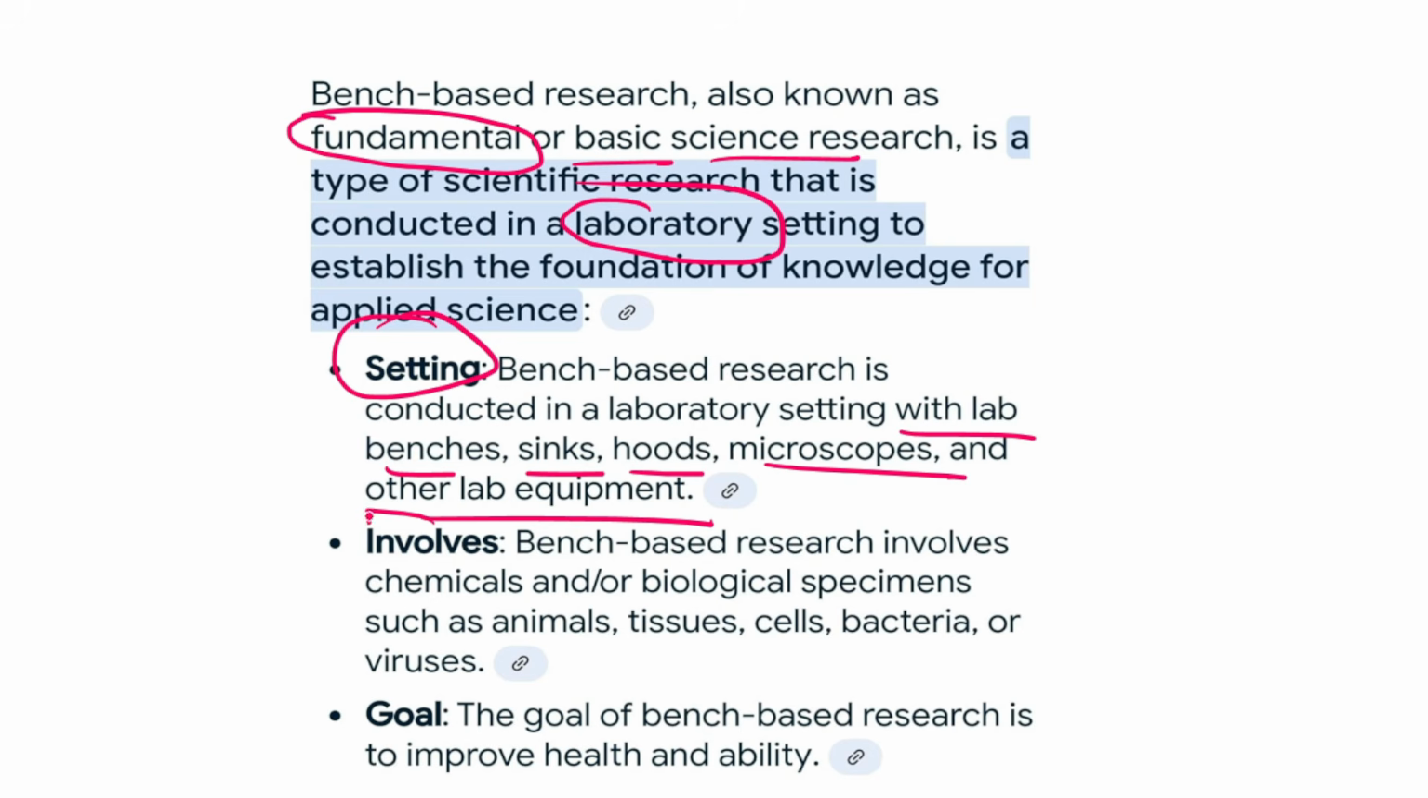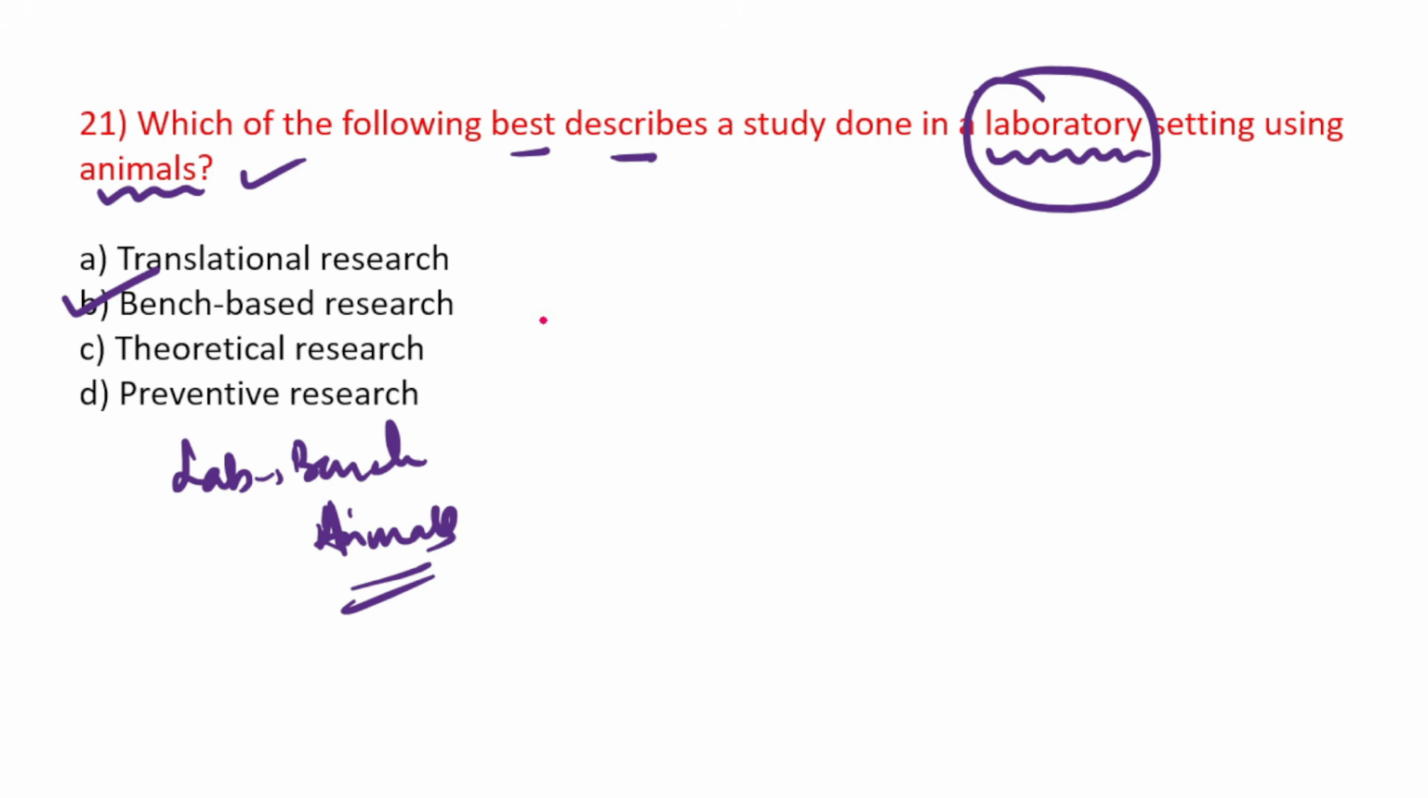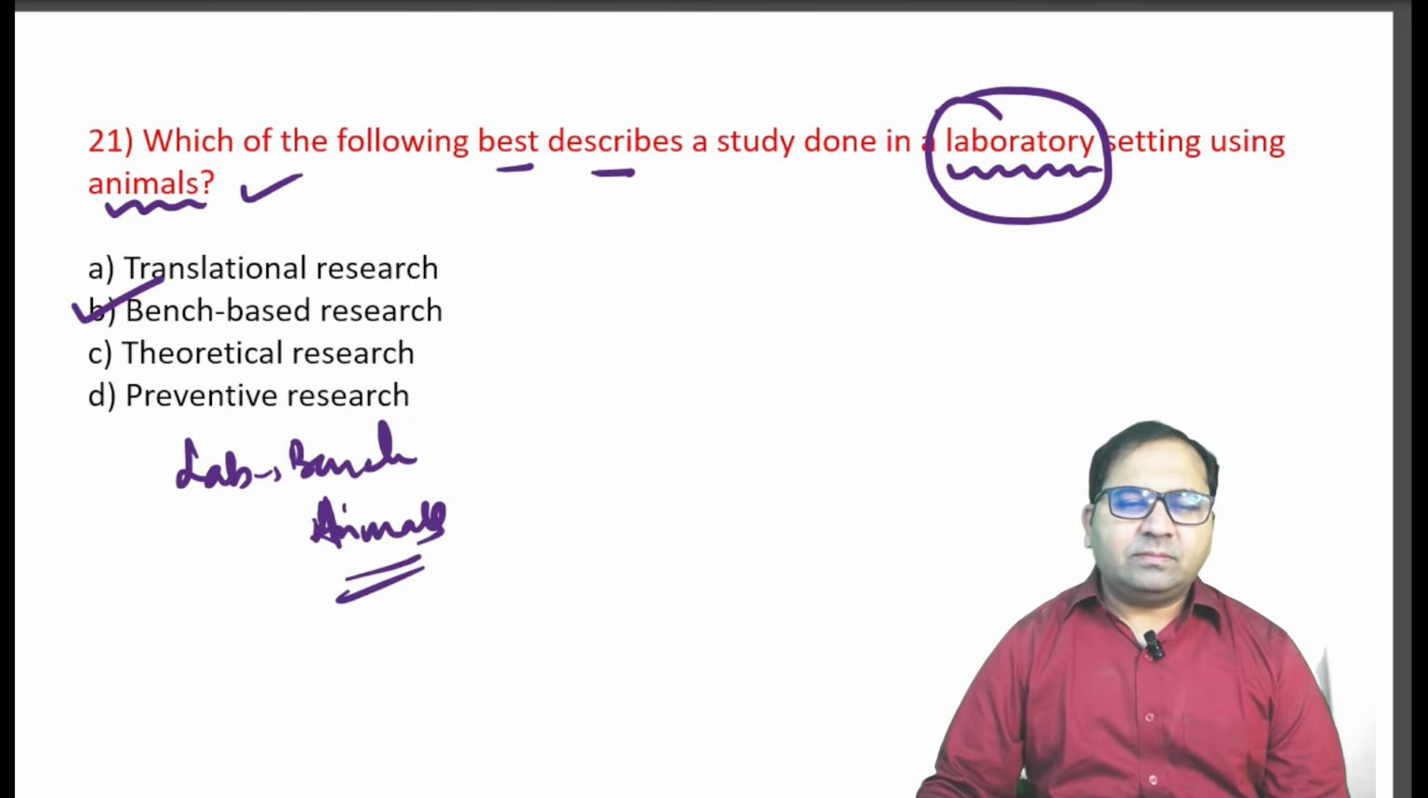And what does it involve? It involves biological specimens such as animals, tissues, cells, bacteria or viruses. The goal of bench-based research is to improve health and ability. So you have to remember that bench-based research is also known as fundamental or basic science research. You have to remember the settings, what it involves, and the goals. Please remember this question and also the answer for this question.